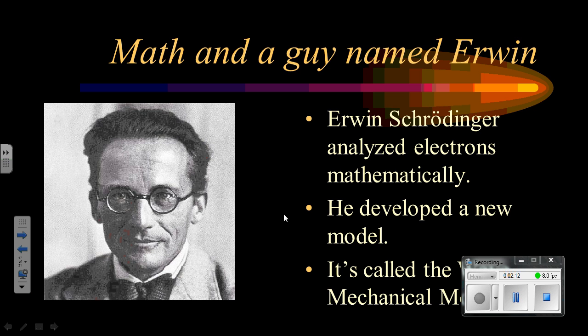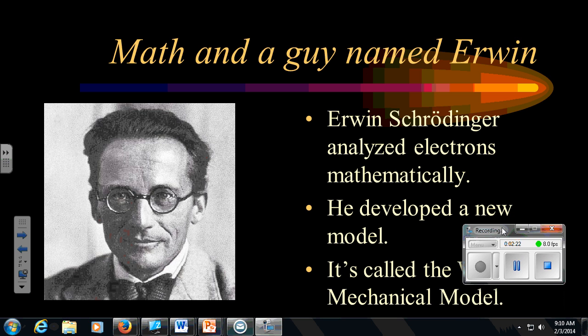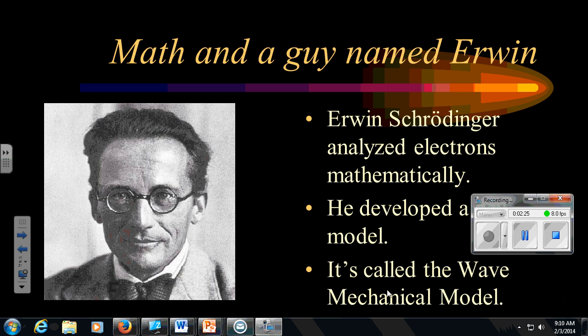He looked at the electrons as being purely mathematical constructs because the physical reality of electrons is a little hard to pin down. And so looking at it mathematically, he came up with a new model for the atom, which we now know as the wave mechanical model, based on the concept that electrons are like waves.